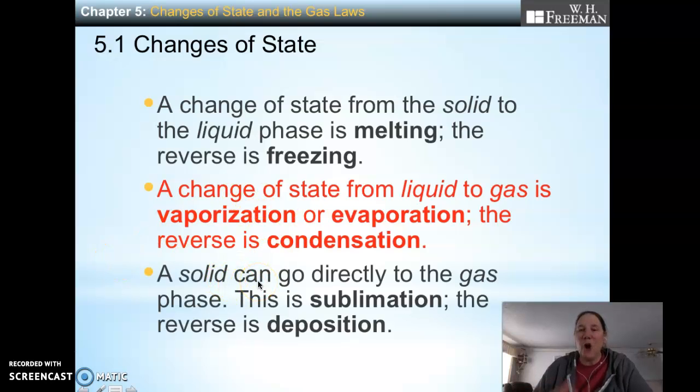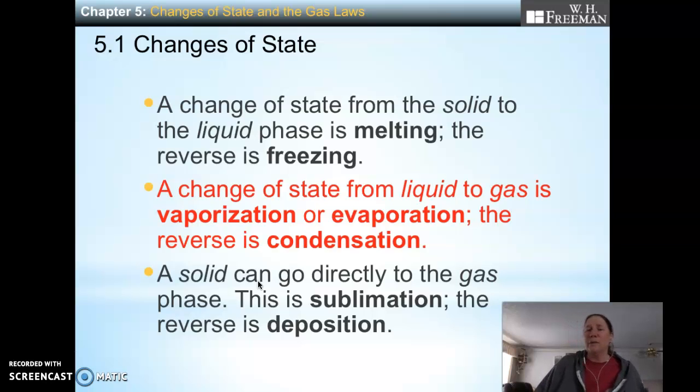Now, this doesn't happen for all elements, but a solid can go directly from a solid to a gas, and that's called sublimation, okay? Sorry, I said that backwards. A solid to a gas. I did deposition first. An example of a solid to a gas would be carbon dioxide.